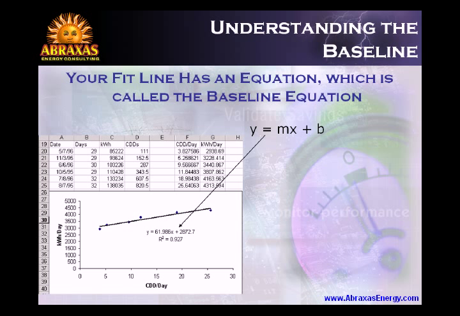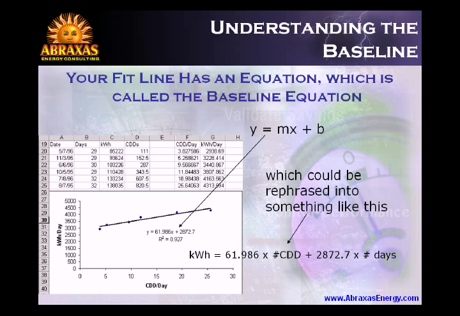Now that you have established your fit line, what does it mean? Your fit line has an equation, and this is the baseline equation. You probably know that the equation for a line is y equals mx plus b. B is the y-intercept, and m represents the slope. This equation can be rephrased into something like this. The intercept is 2,872.7 times number of days, and the slope is 61.986.